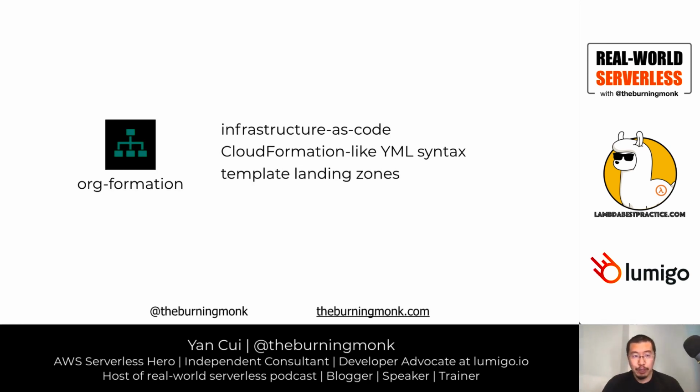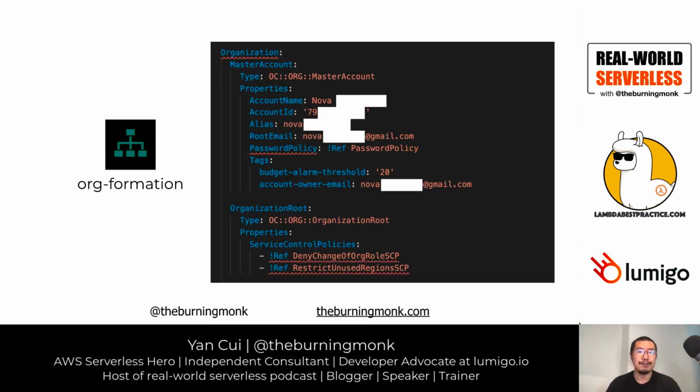So fortunately, there's this tool called org-formation, which gives me exactly that and lets me provision and manage my entire AWS organization with infrastructure as code using this YAML-like syntax, which is very similar to CloudFormation itself. And it makes it easy for me to template my landing zones, which is basically the set of base infrastructure that should be provisioned to every new account. Things like KMS encryption keys, VPCs, and things like that.